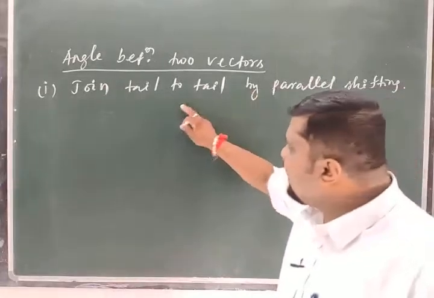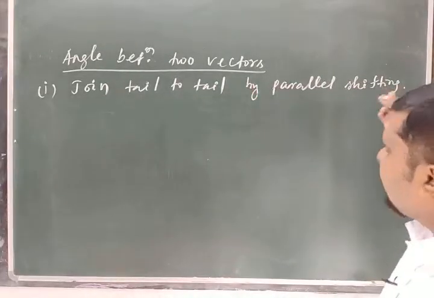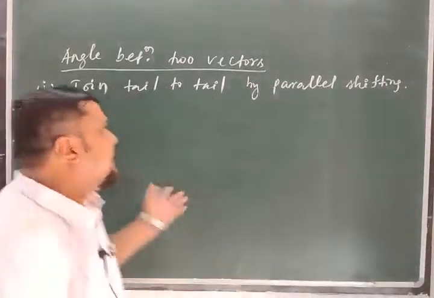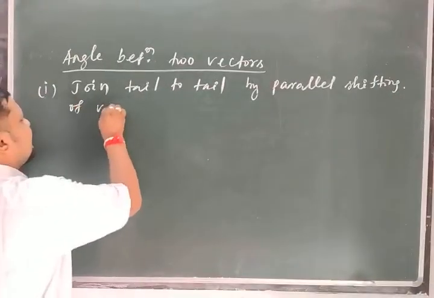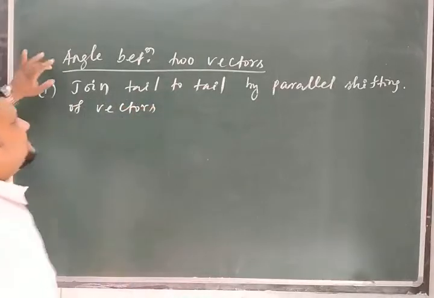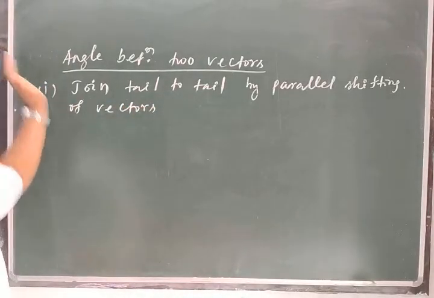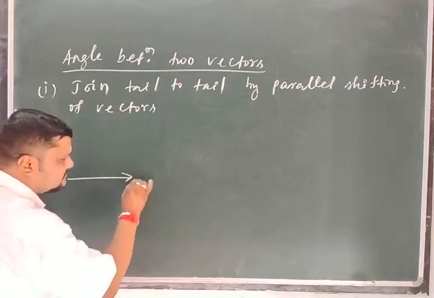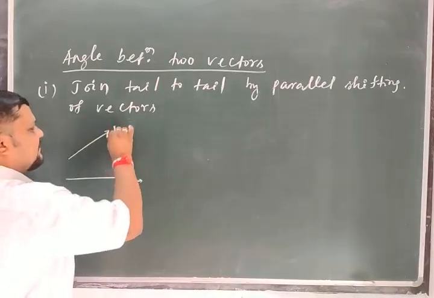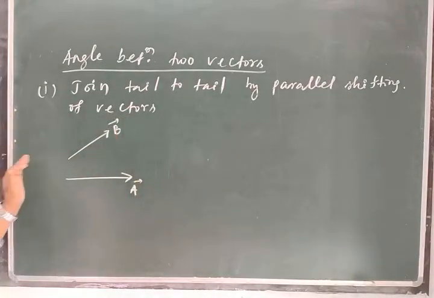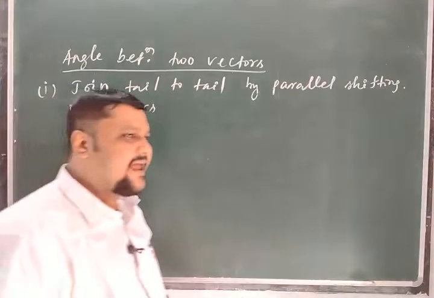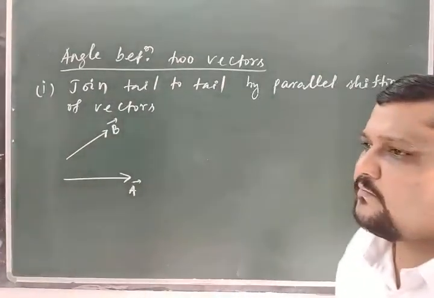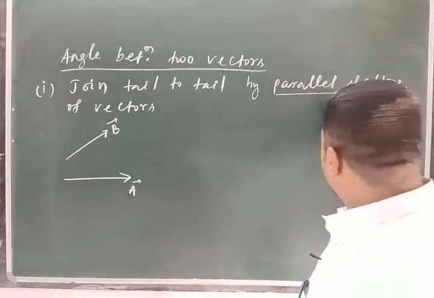Here, join the tail to tail by parallel shifting of vectors, to find the angle between two vectors. Let us take an example. Suppose A is a vector and B is another vector. I want to find the angle between the two vectors A and B. What I will do is use parallel shifting.